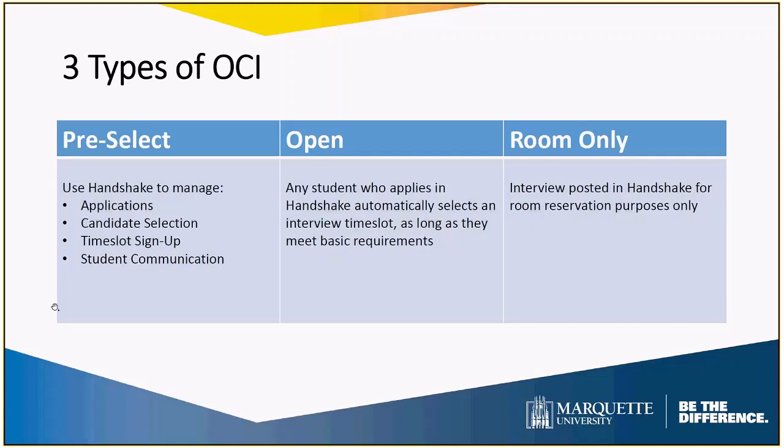In this format, any student who applies to your job posting can automatically select an interview time slot. So as long as they meet your basic requirements, things like minimum GPA or class year, they would get a slot. Again, this is really rarely used because you don't get to pre-select your candidates. Anyone who meets your qualifications gets to sign up. And then the last format is room only, and that's exactly as it sounds.